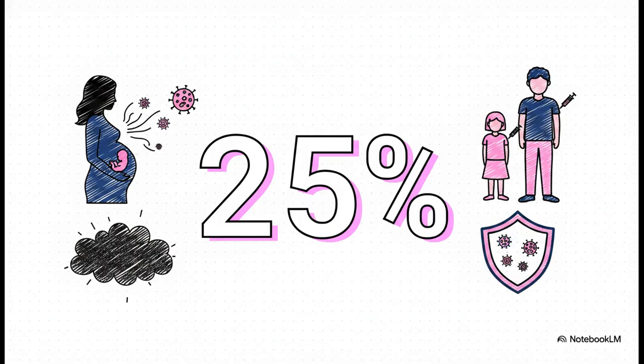Rather than just trying to protect women of childbearing age, the goal became eliminating the circulation of the virus entirely. We do this through the combined measles, mumps, and rubella vaccine, the MMR, given at 15 months and then again between 10 and 14 years of age.